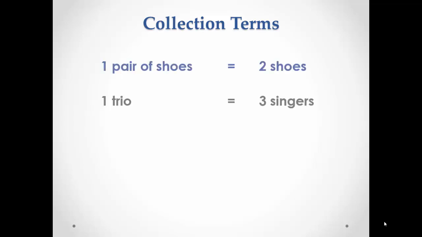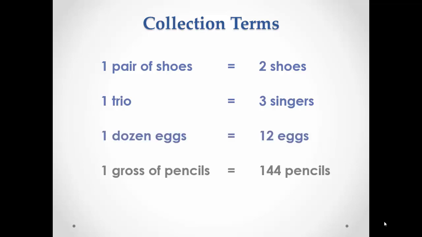Sometimes it is convenient to express groups of objects in terms of a certain amount. For example, if you have a pair of shoes, you have 2 shoes. A trio will always contain 3 singers. If you buy a dozen eggs, then you bring home 12. And a gross of pencils contains 144 pencils.